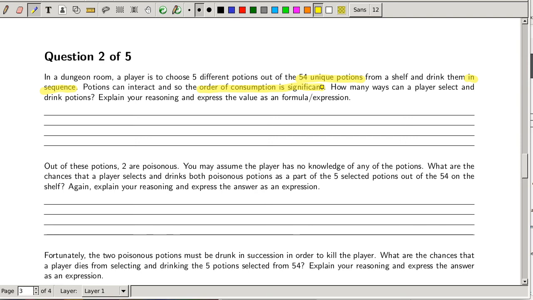Okay, so let's work on this. There's not a whole lot to talk about, except you have to state why you choose to calculate this in a particular way. So we can say sequence and the order is significant. Order is significant means ordering is important. There we go.